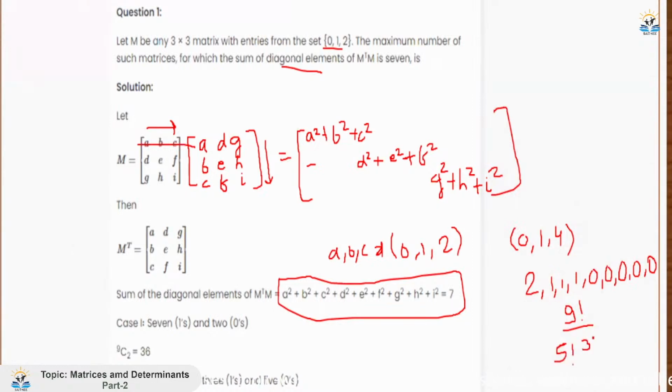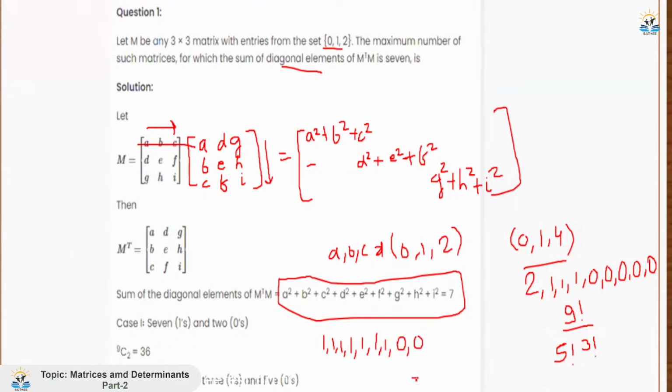3 ones. 3 factorial. How many twos? 1 two. So 1 factorial is 1 only. So this is the thing for this combination. And now there is one more combination. If I take 7 ones itself, I will not take a 2 and I will take 7 ones. So 7 ones and 2 zeros.